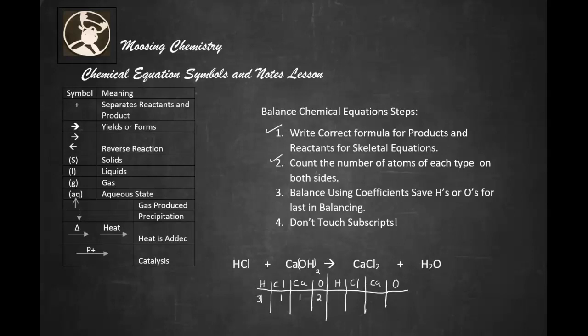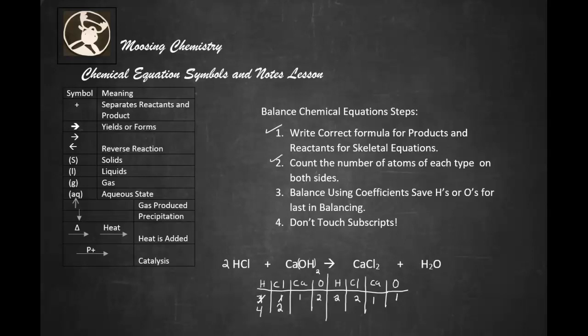All right, let's look at the other side. We have 2 hydrogens, 1 oxygen, 2 chlorines, and 1 calcium. All right, so let's see what we can do to balance this. Our Ca's look good. Our Cl's, well, actually we need a 2 right here. So that's going to change our H's to 4 H's now, and we're going to have 2 Cl's. Okay, that's looking good there.